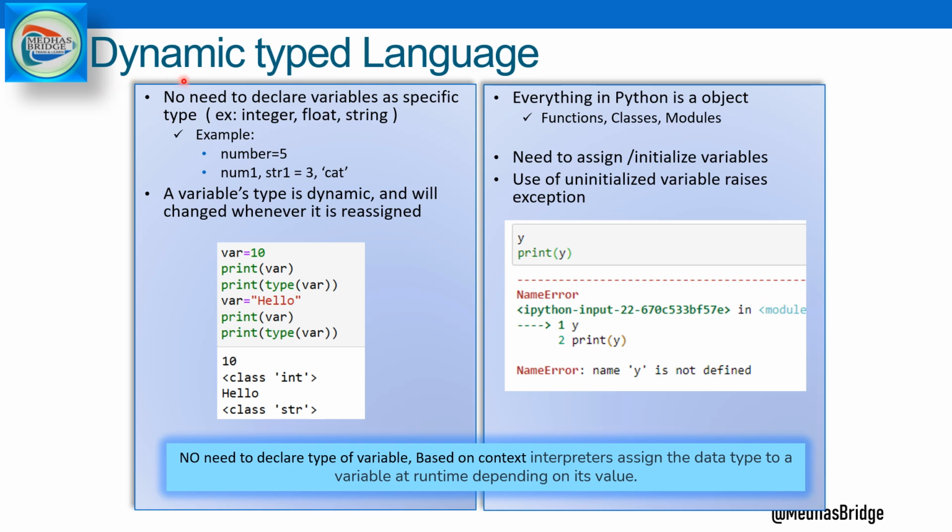Why is Python a dynamically typed language? Because there is no need to declare variables as a specific type. A variable's type is dynamic and will change whenever it is reassigned. Everything in Python is an object. We need to assign or initialize variables. Use of an uninitialized variable raises an exception. Here is an example. No need to declare the type of the variable. Based on the context, the interpreter assigns the data type to a variable at runtime depending on its value.